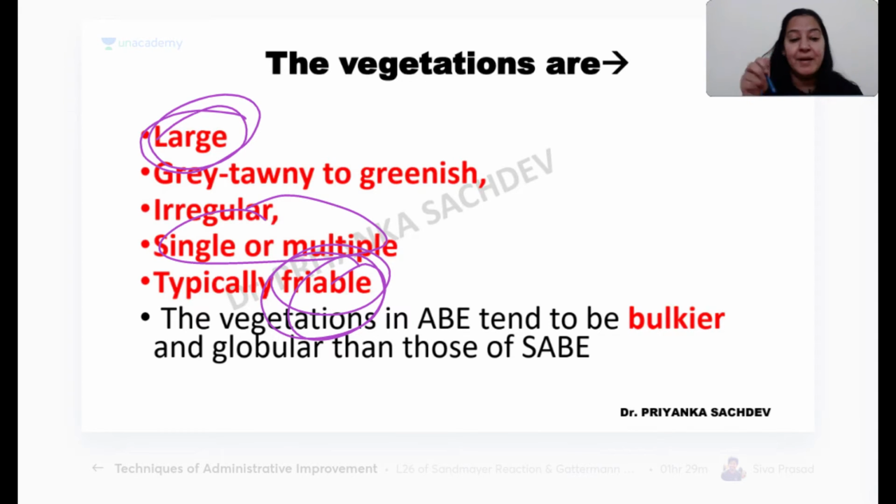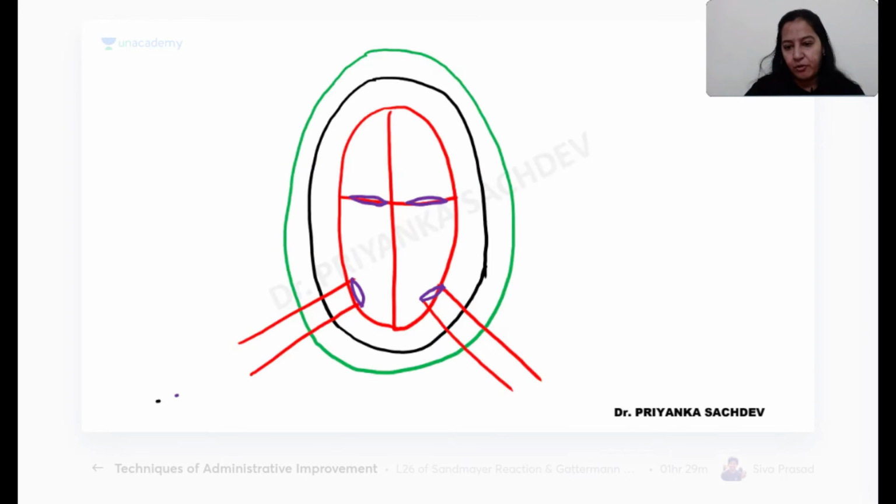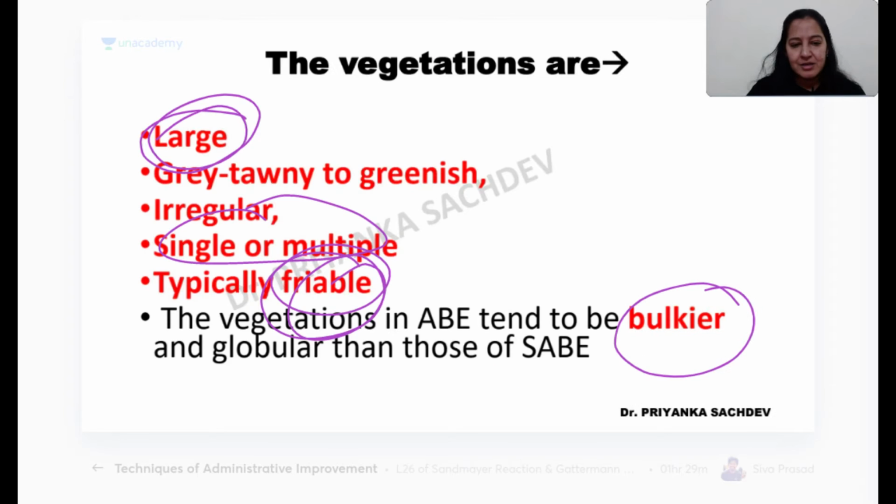So here the vegetations are friable. They are bulkier. Why are they friable? Because they are big, so they break off. They are bulkier. They are larger. That's why they detach from their place and move ahead along with the blood flow. So that is the thing.